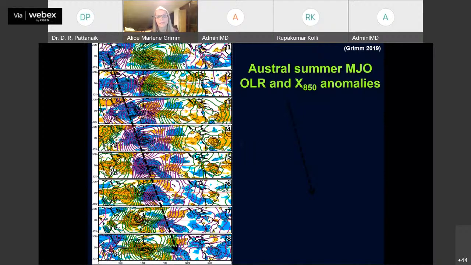And when this happens, enhanced convection starts over the Central East South America, which reaches its maximum in phase 1 of the MJO.